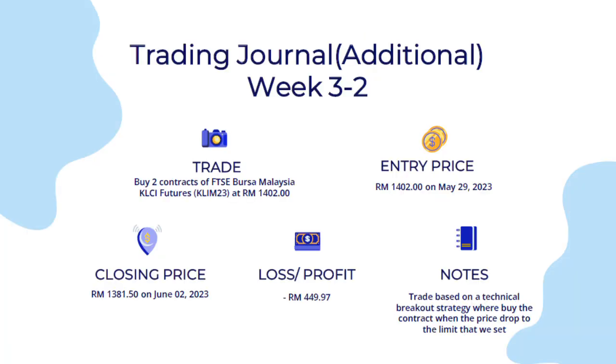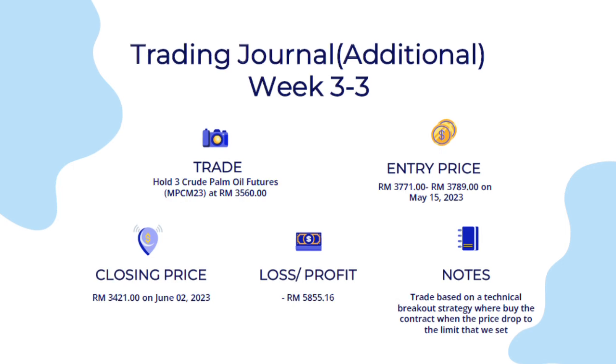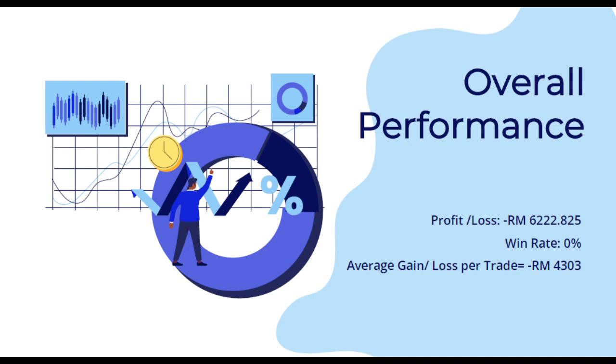Additionally, we bought 2 contracts of FTSE Bursa Malaysia KLCI futures at 1,402 ringgit and sold them at 1,381 ringgit 50 cents on 2nd June, incurring a loss of 449 ringgit 97 cents. Lastly, we have 3 contracts of crude palm oil futures bought on 15 May at price 3,560 and closed them at 3,421 on 2nd June, resulting in a loss of 5,855 ringgit 16 cents. Overall, our performance for the week showed a loss of 6,222 ringgit 83 cents, a win rate of 0%, and an average gain or loss per trade of 4,303 ringgit 6 cents.